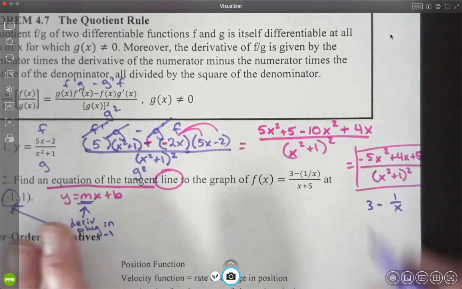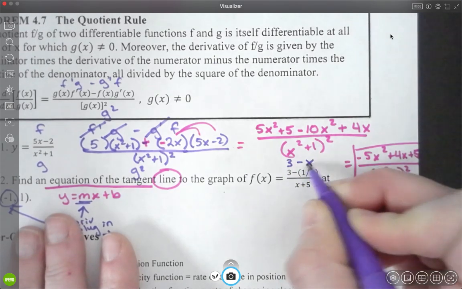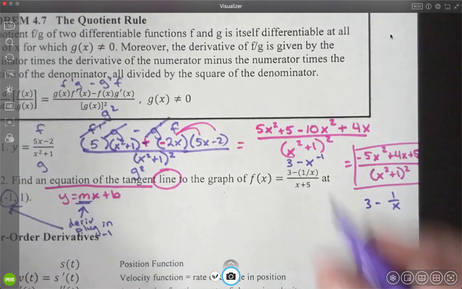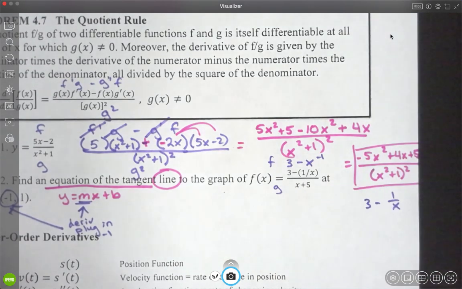So I'm going to rewrite this as 3 minus x to the negative 1 power. Does that make sense? 1 over x is x to the negative 1 power. Yeah? So that's what my f is going to be. This is f, and this is g. Okay, now I need my derivative.